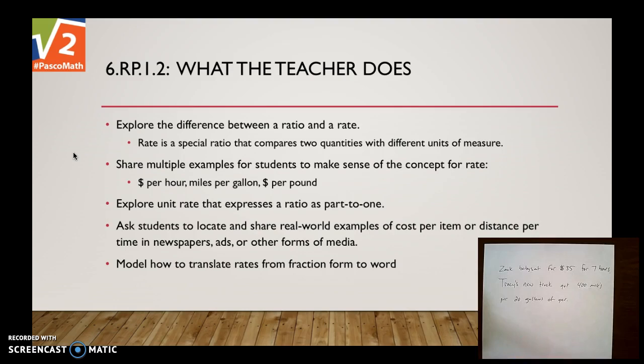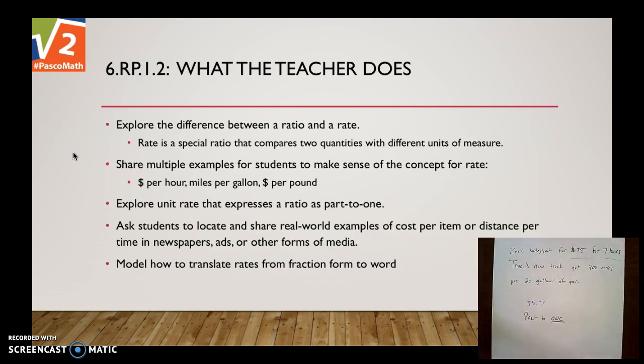So students from 6.RP.1.1 already have experience with writing these as ratios. So for Zach's example, we could write it as 35 for 7 hours. But we want to get at a part to 1 relationship. So how do we get from a part to 1? Really focus on making that second number 1. So we can simplify this. We're using numbers that do work out, simplify nice. And so we can say this is really 5 to 1. And when we say 5 to 1, it's $5 per 1 hour. So just doing some labels that make sense of the context.